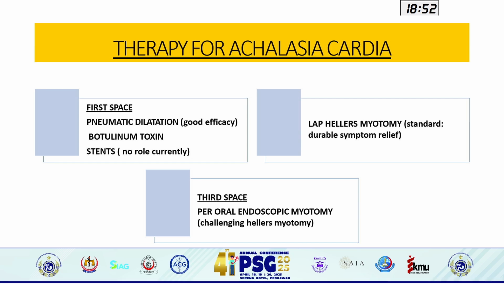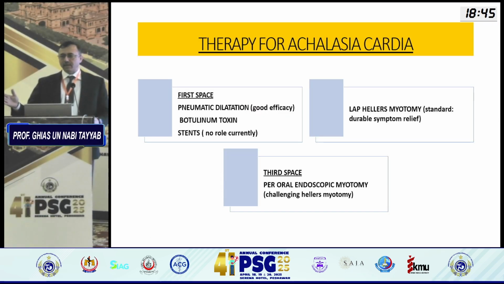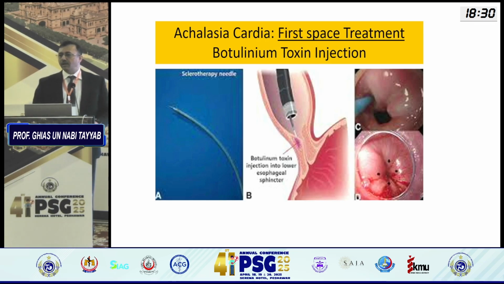So in between the luminal layer and the visceral side, outside the lumen, between the submucosa and the muscular layer, is called the third space. And third space means per oral endoscopic myectomy, may it be in the esophagus, the stomach, the rectum, or anywhere else in the GI tract. So that's what we call third space. And the prototype is achalasia cardia.